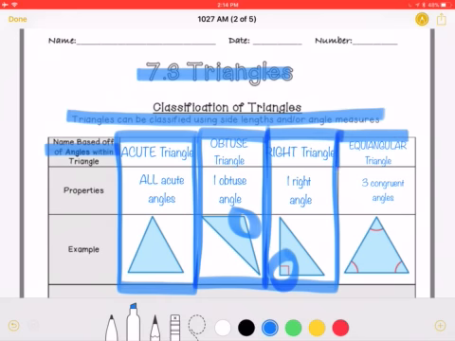And then we have an equiangular triangle. That means all of the angles within are congruent. And remember, that's what those red tick marks there mean, that they are congruent to each other.